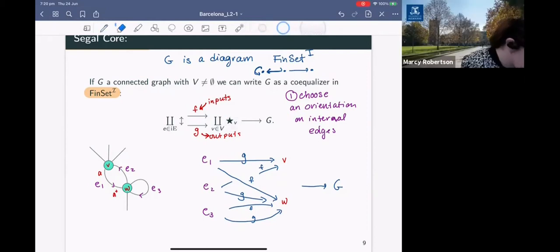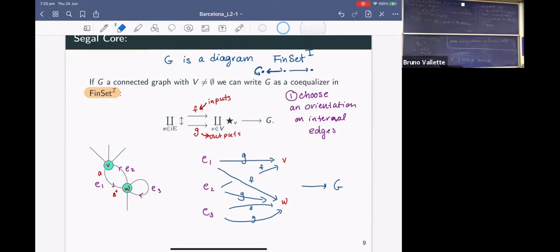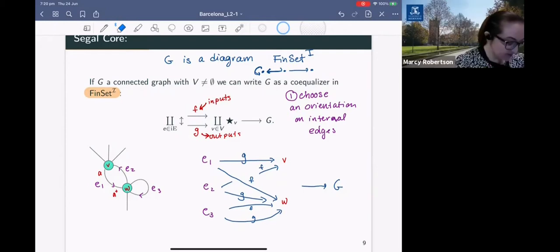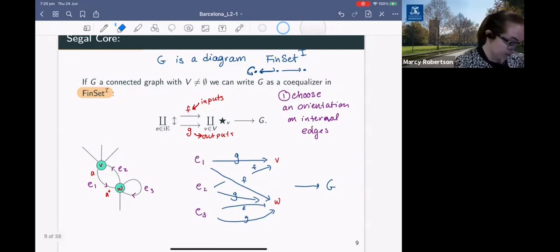Okay. So the Siegel core is a version of this identification, but happening at the pre-sheaf level. This example of thinking about a graph like this is what the Siegel core is supposed to be doing, but at the pre-sheaf level.